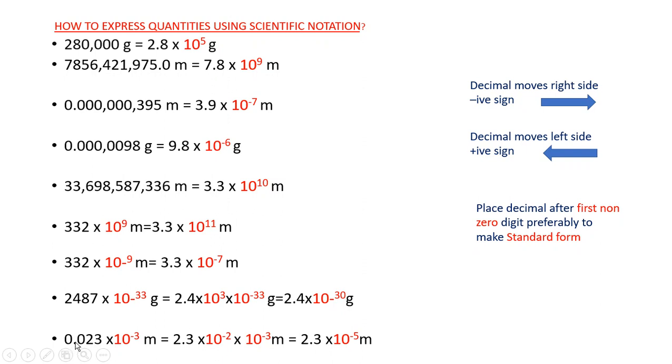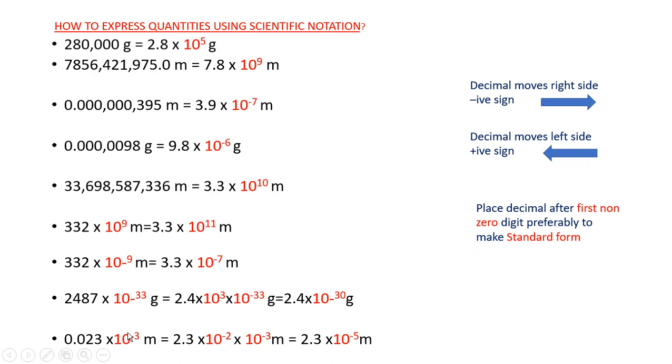In this value again you can see the decimal is present, and we will move it towards the right side. We will bring this decimal after the first non-zero digit to write it in standard form. Why are we moving the decimal after 2? Because we want to write the value in standard form, in scientific notation. So we are jumping 2 digits, and we are moving towards the right side, so the power will become minus 2. We are jumping 2 digits and coming towards the right side, so it will become 2.3 into 10 raised to power minus 2.